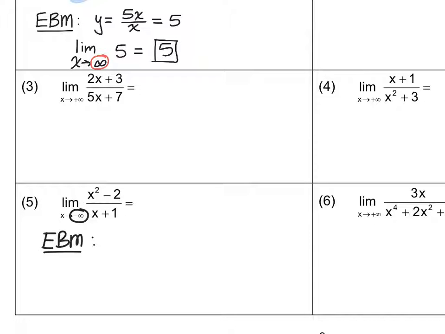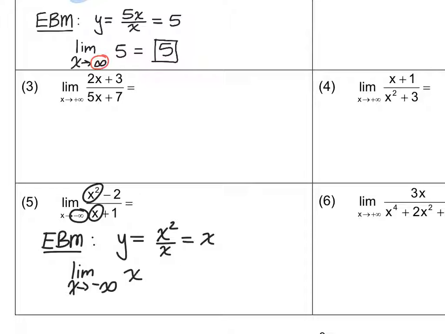All right? So y equals, we got x squared over x, right? And that's going to give me an x. Then we're going to find the limit as x approaches negative infinity of x. All right? So, same idea as the last one. If I can plug in the negative infinity for x, I will. I can. There's an x. I can replace it with a negative infinity. So my answer here is negative infinity.